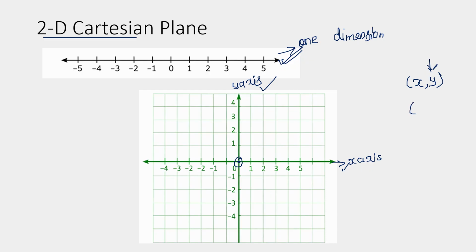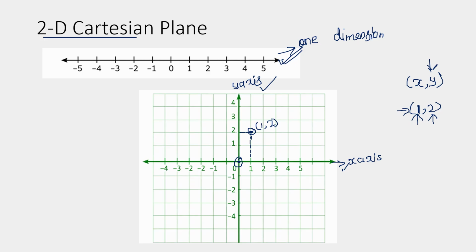So maybe I'm having 1 comma 2. So what is 1? Always the first number will mention the value on x-axis and the second number will mention the value on the y-axis. Okay. So what is the first number? Which is 1. So you have to see 1 on x-axis. So you extend this line. So it is going to meet 2 on y-axis, right? So from 2 we are getting another line. So both are meeting at this point. So just put a dot and circle it, and you can write the point over here. So they are known as coordinates, right?